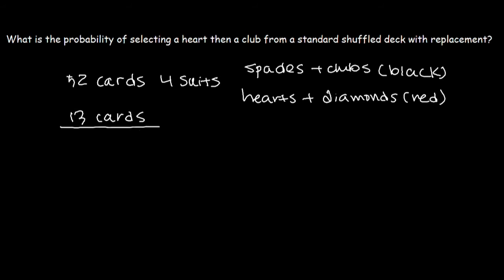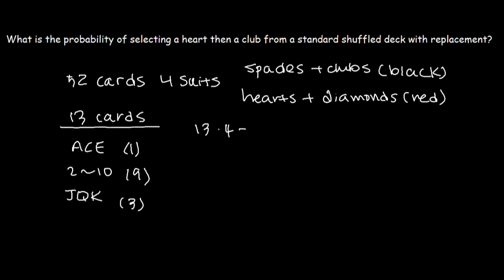So you have ace, regular number cards, and then the face cards: jack, queen, and king. There's 1 ace, 9 regular number cards, and then 3 face cards, which makes up the 13 cards. 13 cards per suit, 4 suits in total, 52 cards in total. This is the prior knowledge that you must already have before answering any card problems.